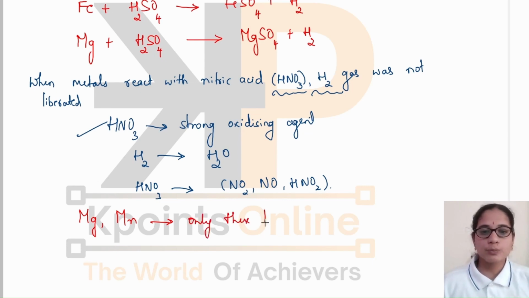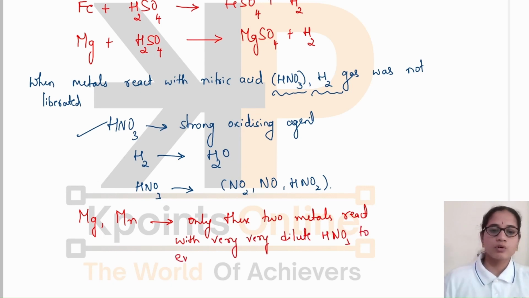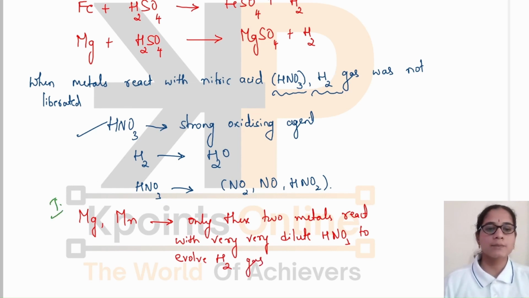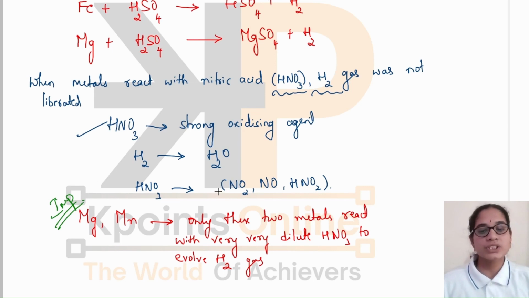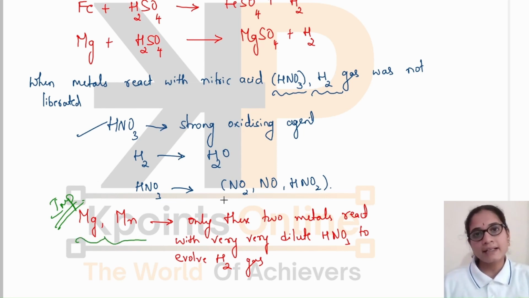Only these two metals react with very dilute nitric acid to evolve hydrogen gas. You should remember this exception, okay? These are the only metals which react with nitric acid to evolve hydrogen. It is true that all the metals we have seen here will react with nitric acid, but they do not produce hydrogen during the reaction. These are the only two metals which will liberate hydrogen during the reaction with nitric acid.